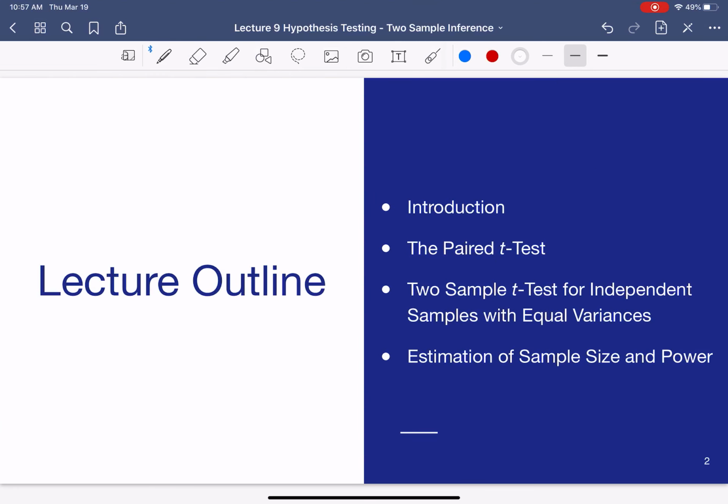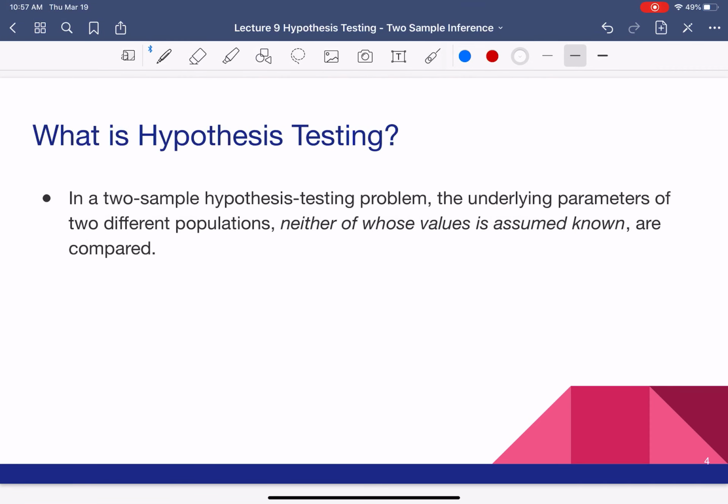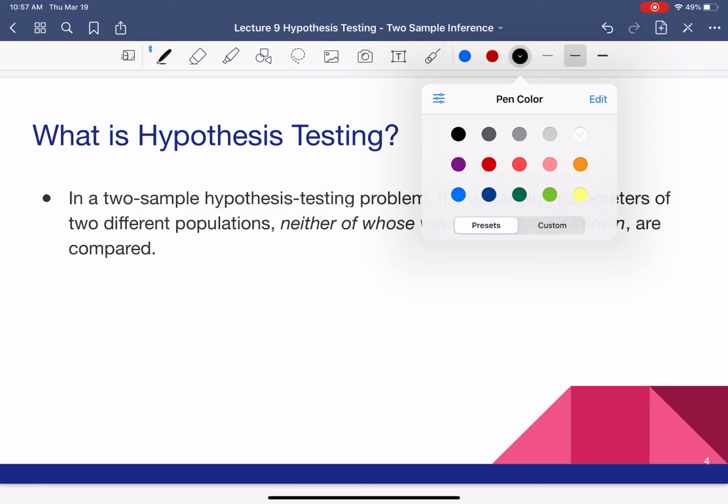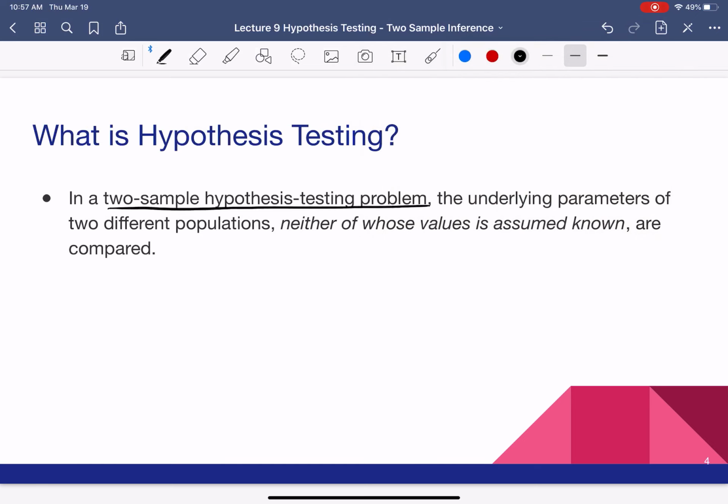So in this we're going to talk about specific tests called paired t-test and two sample t-test with independent samples with equal variance, and we'll also talk about how to find the sample size and the power. So let's talk about two sample hypothesis problem. So in a two sample hypothesis problem, the underlying parameters of the two different populations, we do not know both of them, and we are assuming that we do not know both of them and we are trying to compare them.